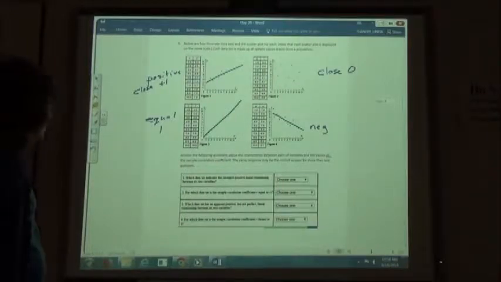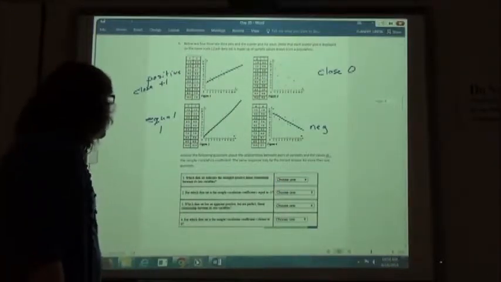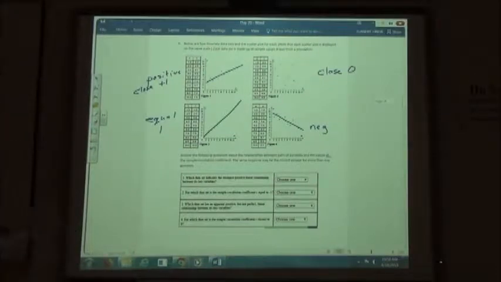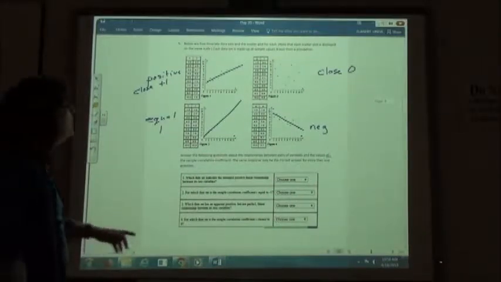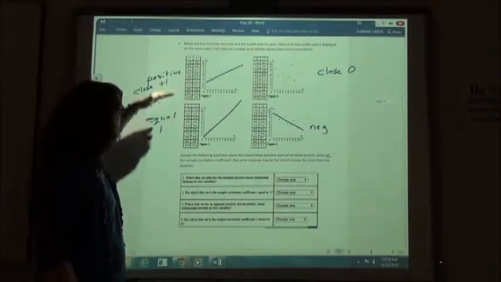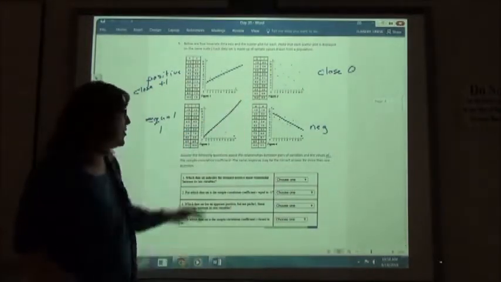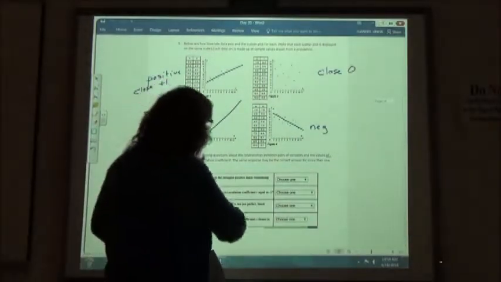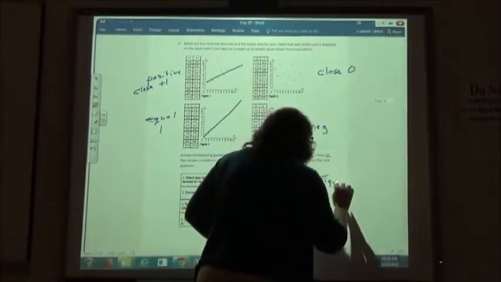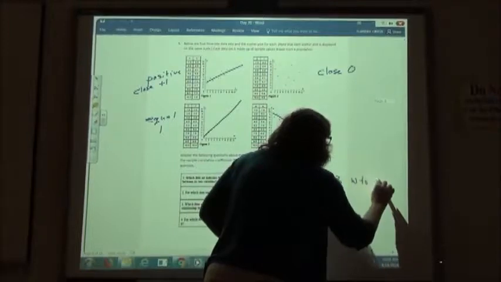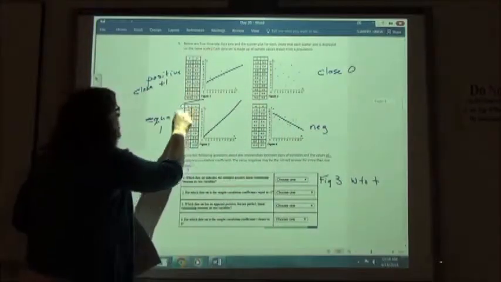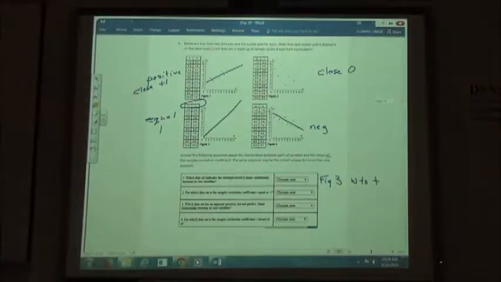And so if we look here, it says which data set indicates the strongest positive linear relationship. The strongest positive linear relationship, both of these are positive, but the strongest one is when it's exactly equal to 1. So in this case, figure 3, which is doing w to t using my variables up here on my table.